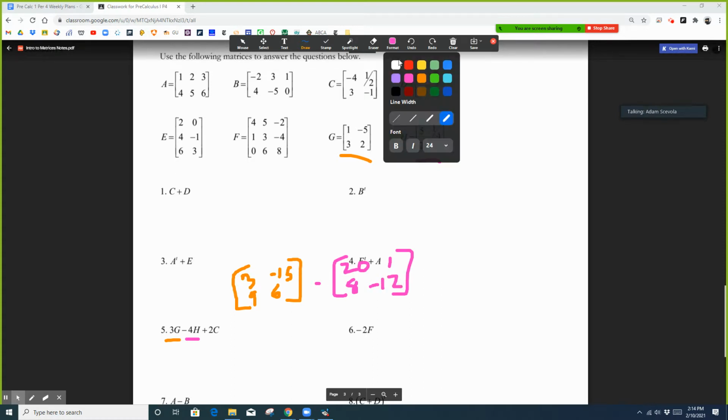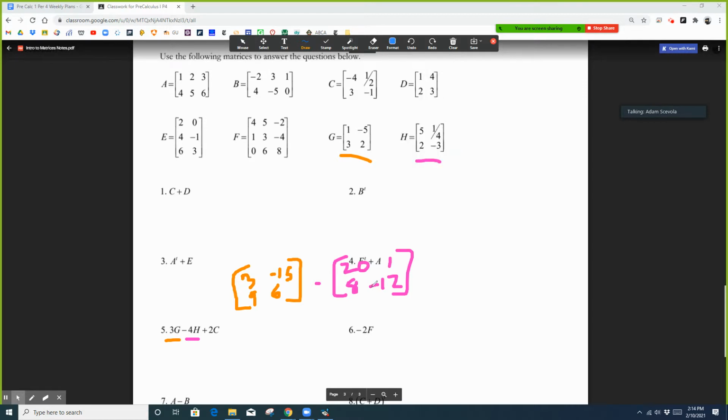And then 2C. We'll look at C. C is a 2 by 2. So if we do scalar multiplication by multiplying everything by 2, we would get -8, 1, 6, and -2.